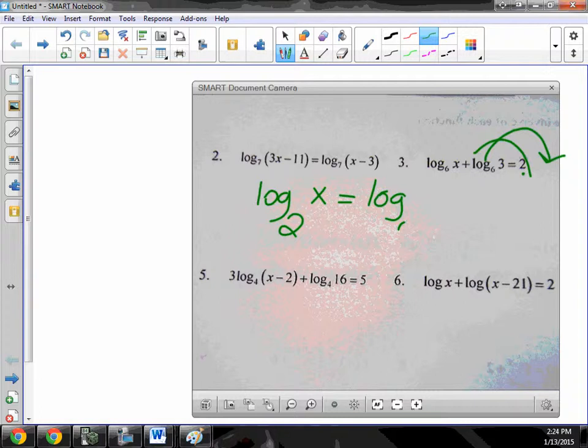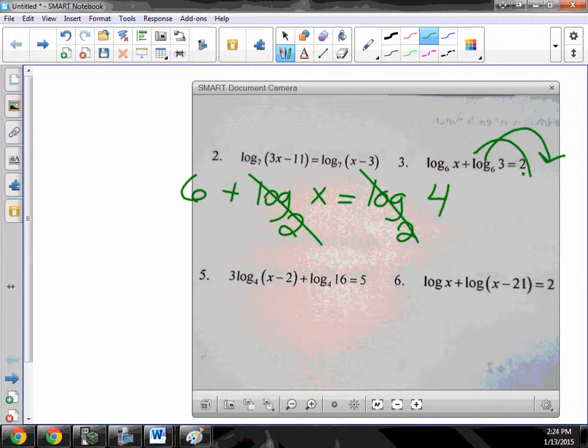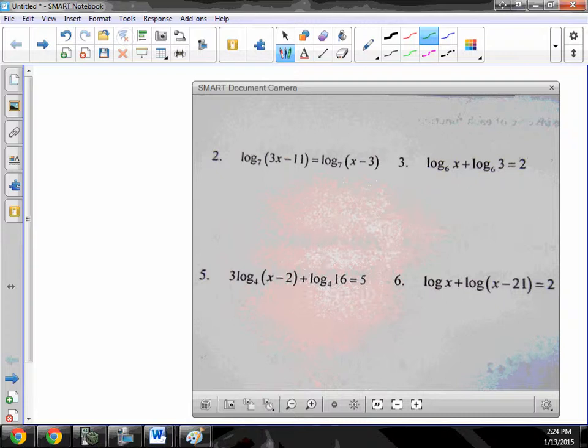Log base 2 of 4. This is the only time you can drop them. Log equals log, nothing else. Okay? That's when you can drop them. If there was like a 6 plus over here, you're not allowed to drop them. So it doesn't happen very often, but sometimes it does.